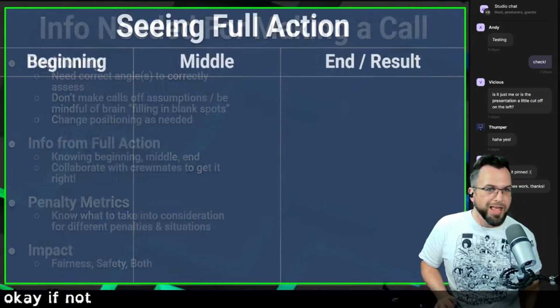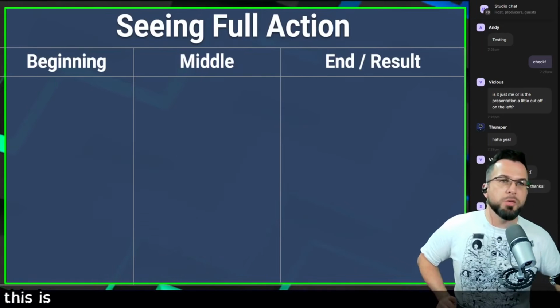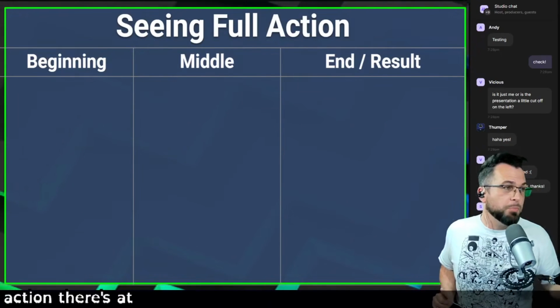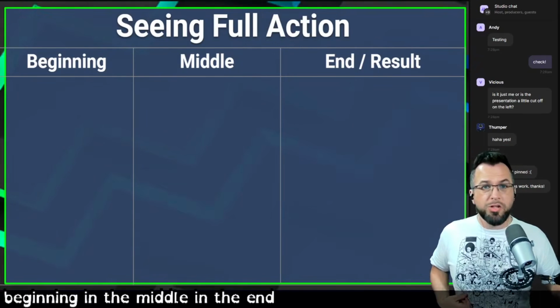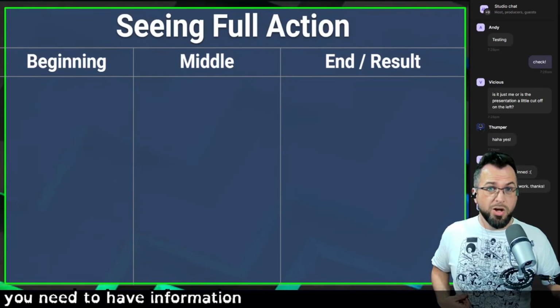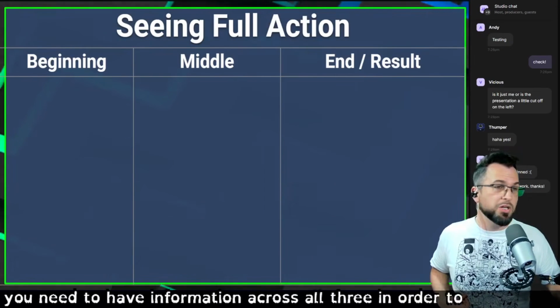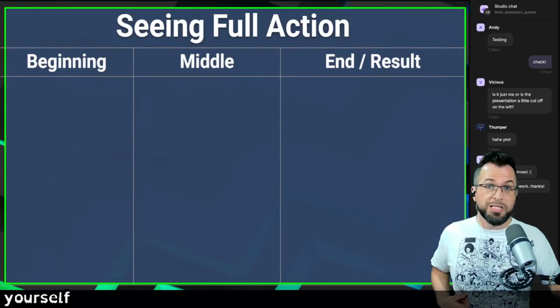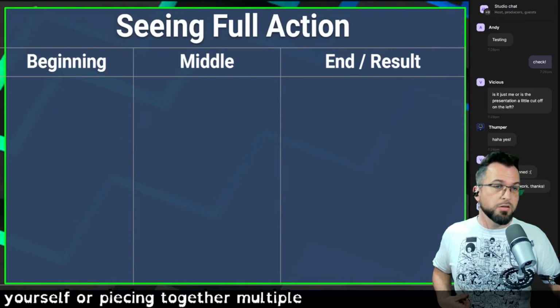If not, then this is what we were talking about before. In order to see full action, there's at least 3 main parts: the beginning, the middle, and the end. You need to have information across all 3 in order to make a decision on what to do. So this could be seeing the full action yourself or piecing together multiple people's perspective to cover all 3.